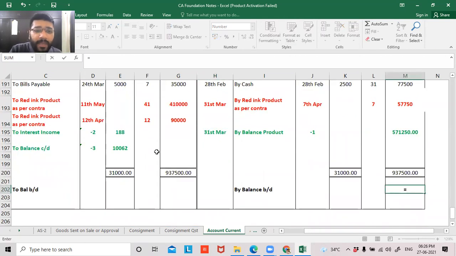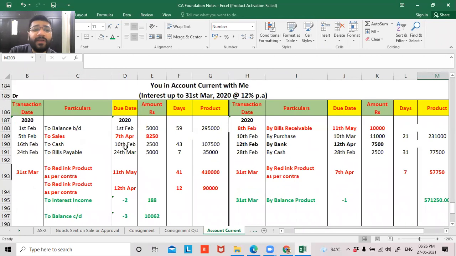Balance brought down is 10,062 rupees. We have to pay this to you. That is, I have to pay it to you. Tell me, guys, any difficulty in the reading interest method?